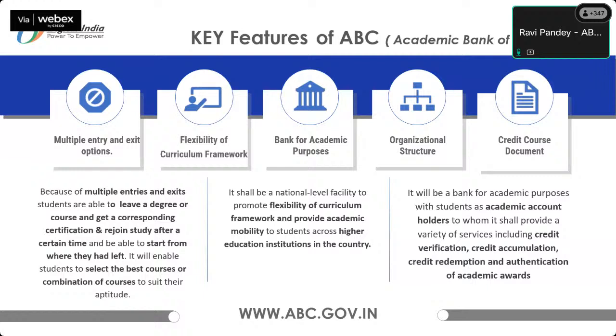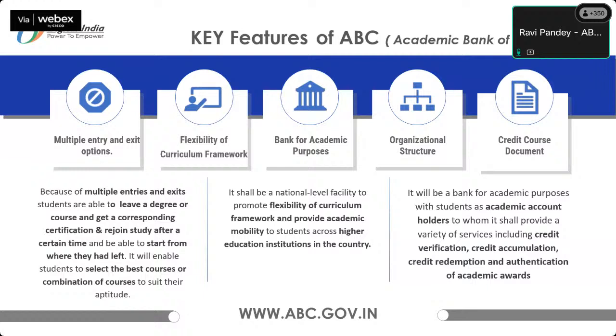Now, the second point is that it shall be a national level facility to promote flexibility of curriculum framework and provide academic mobility to the students across higher education institutions in the country. The point we already discussed is that the student can move from one university to another, one institution to another, through ABC itself. Let's say a student studying in Andhra completes 2 years of his course and his parents have got transferred, so he also needs to move to a different state. He can apply to a different university in the state where he is about to go.